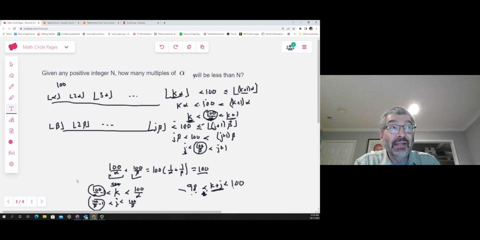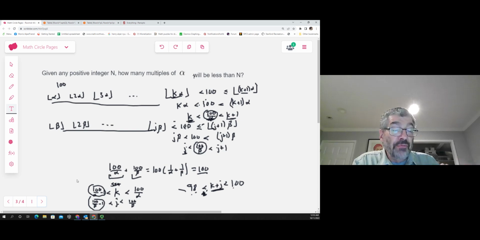It can't be any bigger than that, because if it were bigger than 100 and then you round down to the nearest integer, you would get 100. But k times alpha, the irrational number, is itself less than 100. When you round it down to an integer, it's at most 99. But then k plus 1 times alpha is bigger than 100. When you round it down to the nearest integer, it might also be bigger than 100, but it's certainly going to be bigger than or equal to 100. And similarly for j, right?